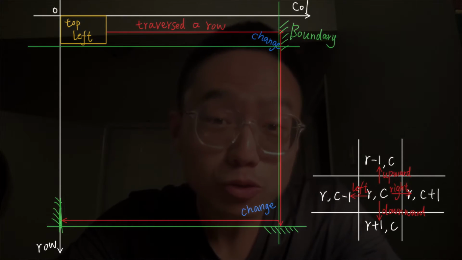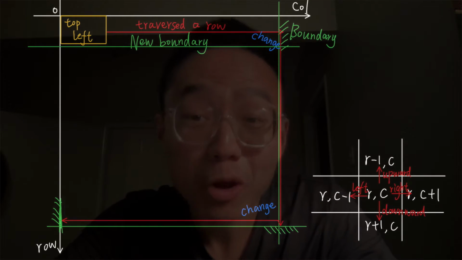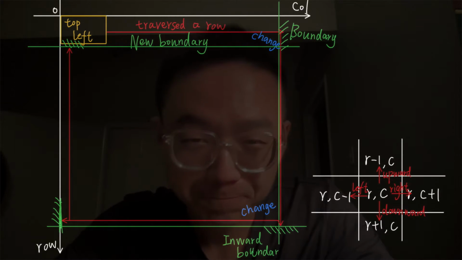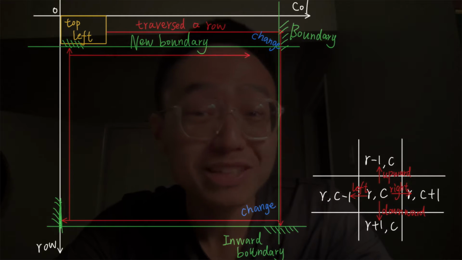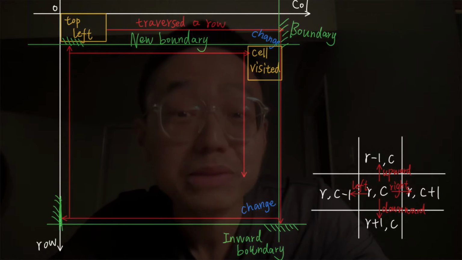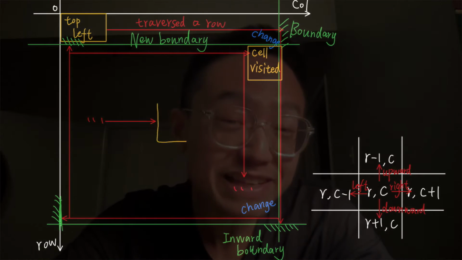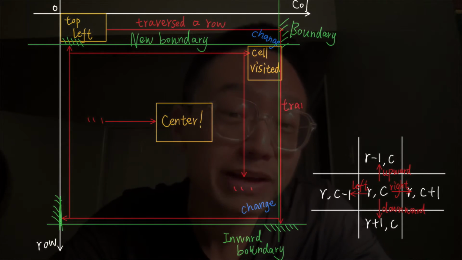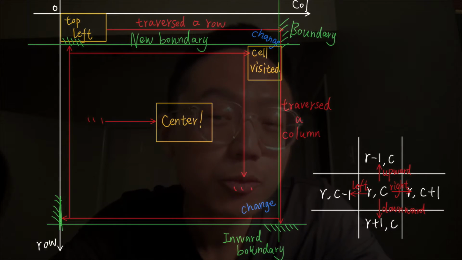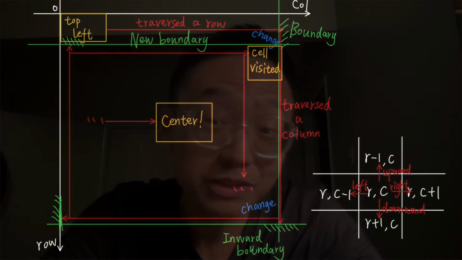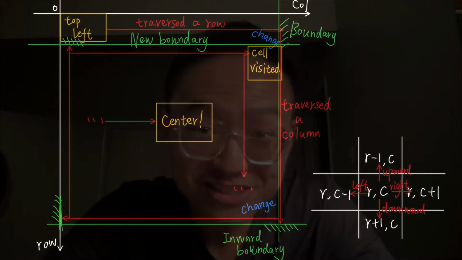The first approach: after we have traversed a row or a column, we can move the boundary toward the center of the matrix. Then, when we meet a boundary, we know it is time to change direction and update our boundary. And the second approach: while traversing a matrix, we can record each location that we have visited. Then, when we meet the matrix boundary or a previously visited cell, we know it is time to change our direction.